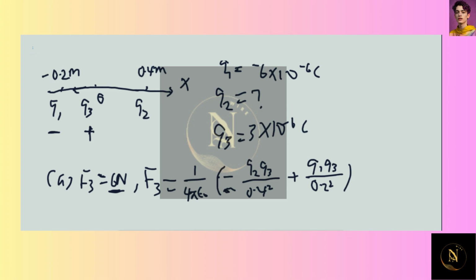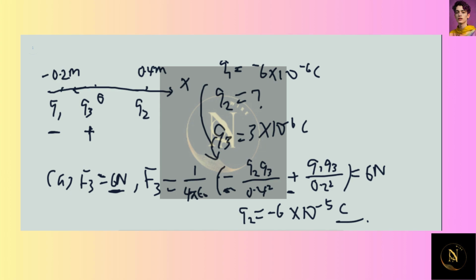And for this one it is positive, for the same reason. You can just plug in the values for Q1 and Q3 into this expression, and this equals 6 newtons in this case. And you can solve for Q2, which is negative 6 times 10 to the negative 5th coulombs.